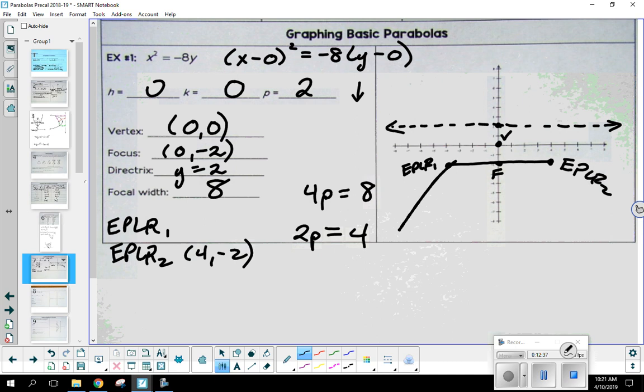We have 3 points. We can create our parabola here. There we go. This one here was -4, -2. There we go. Okay. And there we go. That's everything we wanted to find.